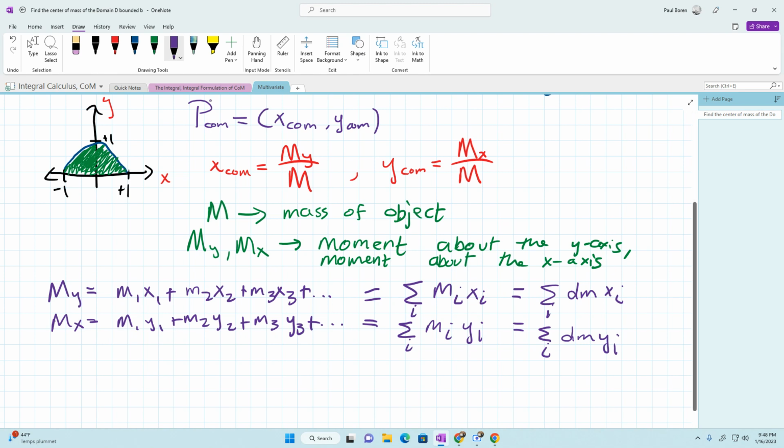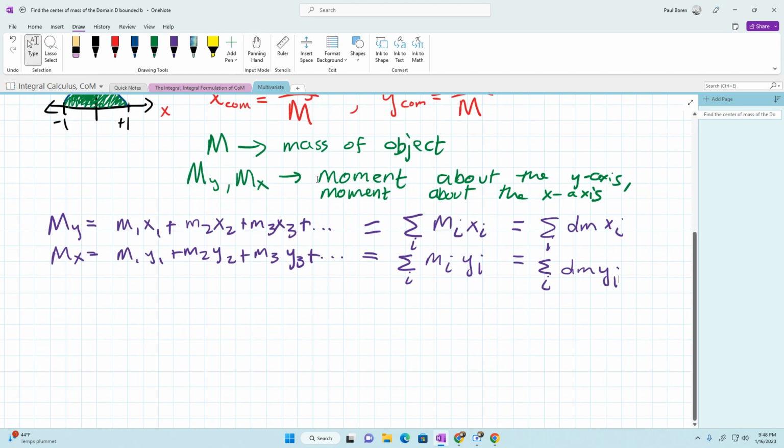Well, that's great and all. We're saying that we're going to add up a bunch of infinitely small chunks with infinitely small mass at an infinite number of x or y positions. The way we typically do that when dealing with infinitely small things is with an integral. If we want to add up a bunch of infinitely small pieces, we typically do that with an integral.